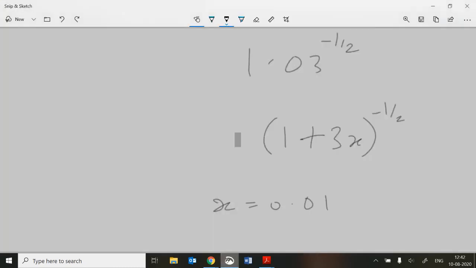So obviously this question would be set to say, can you expand this up to, say, x to the power of 5, and then can you come up with an approximation to this answer here by using that expansion?